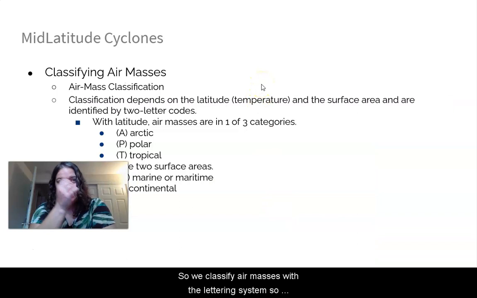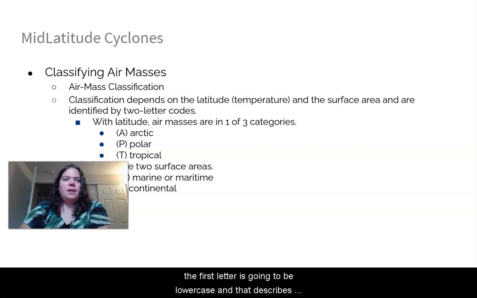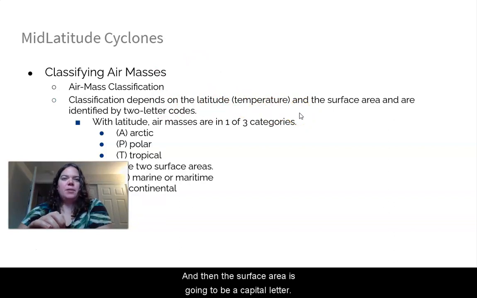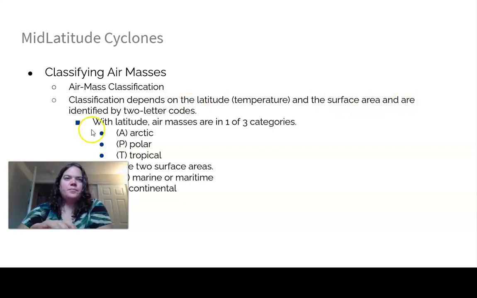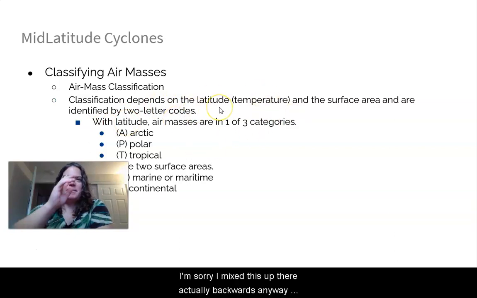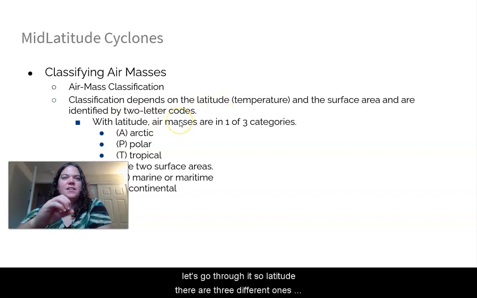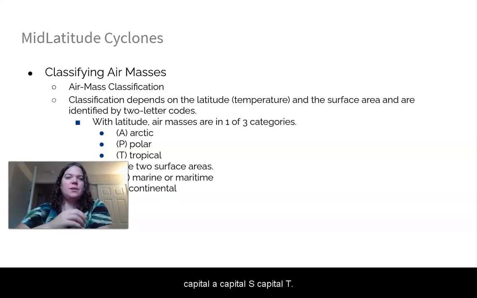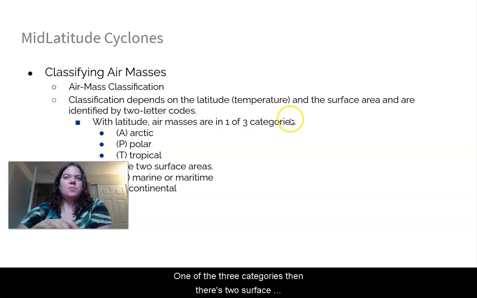So we classify air masses with a lettering system. The first letter is going to be lowercase, and that describes its surface, and then the latitude or temperature is going to be a capital letter. I'm sorry, I mixed this up. They're actually backwards. Anyway, let's go through it. So for latitude, there are three different ones. One is Arctic, one is polar, and one is tropical. For Arctic, it's capital A, polar is capital P, and tropical is capital T. So there's one out of three categories.